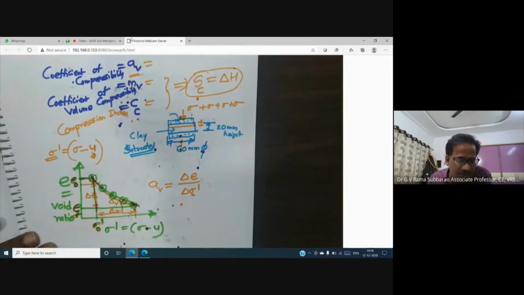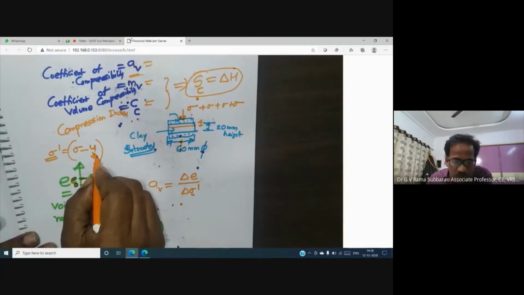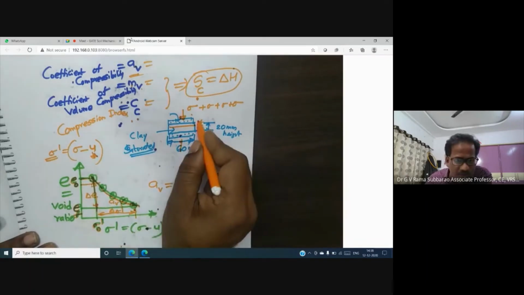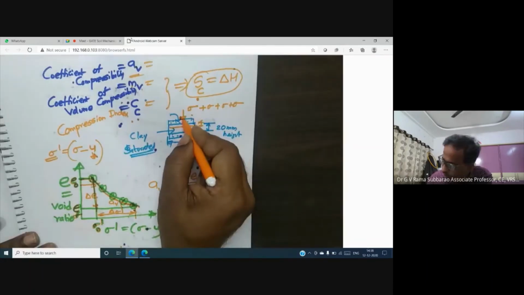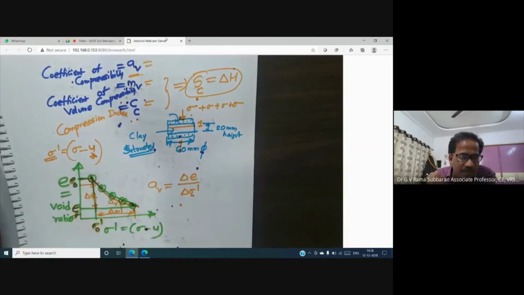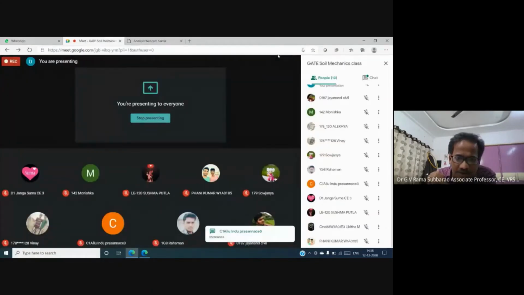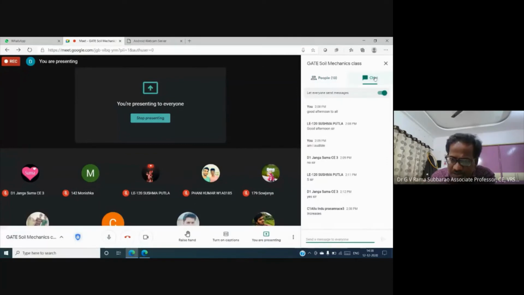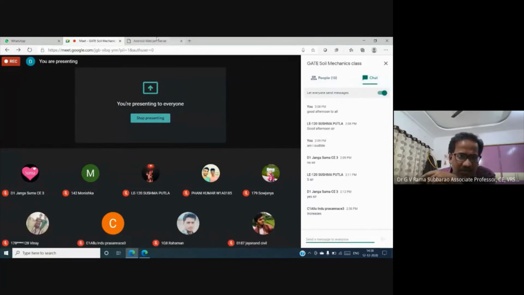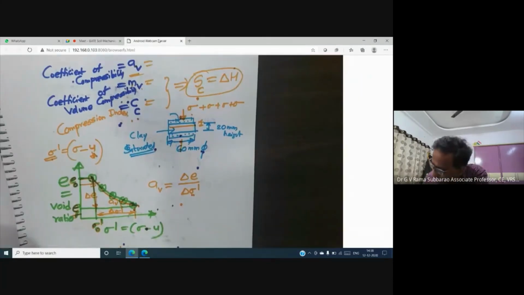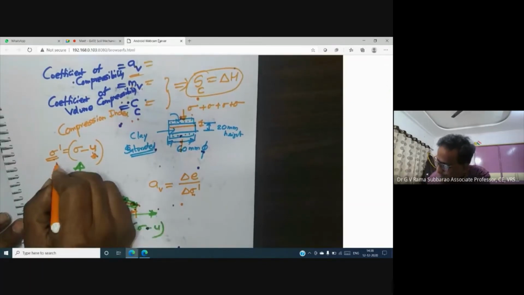What happened to effective stress? Increases or decreases? Please tell me. Once pore water pressure is decreasing, water is squeezing out from soil mass due to application of the load, what could happen to the effective stress? Effective stress is obviously going to be increased. Just now our friend has mentioned that. So it is true that effective stress increases.